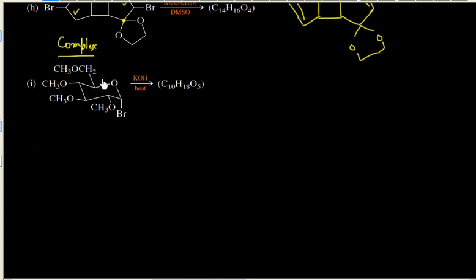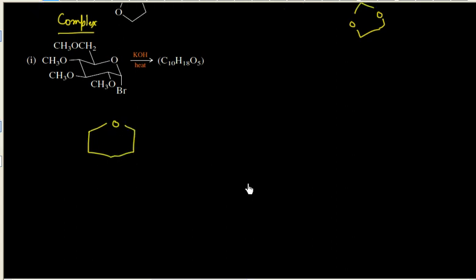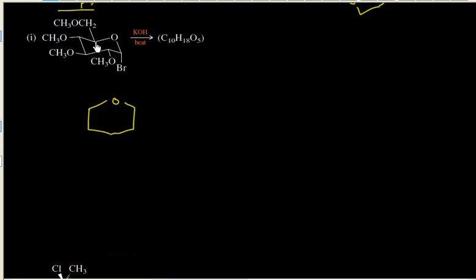Are you getting? Now this one again, this compound looks slightly difficult, but what you have is a 6-membered ring and one oxygen. So let us make this kind of diagram. So you have one oxygen and a 6-membered ring, and on this oxygen's carbon you have CH2OCH3. So this carbon contains CH2OCH3, and this carbon contains OCH3. This carbon also contains OCH3, and here you have bromine.